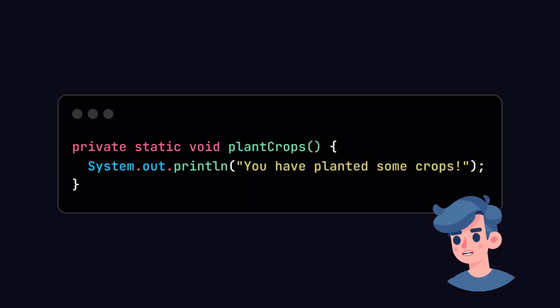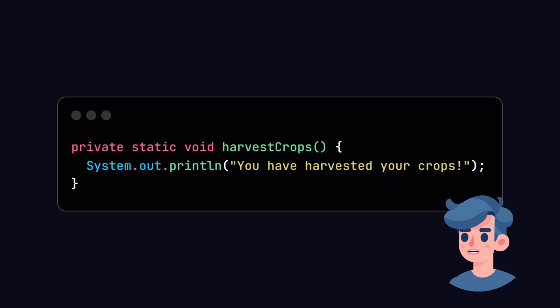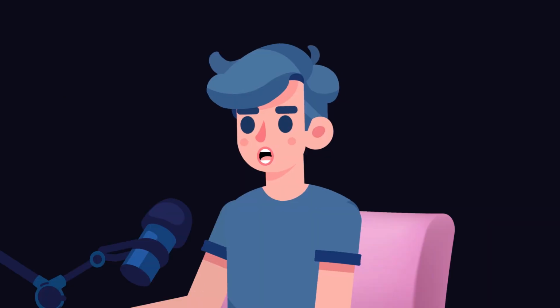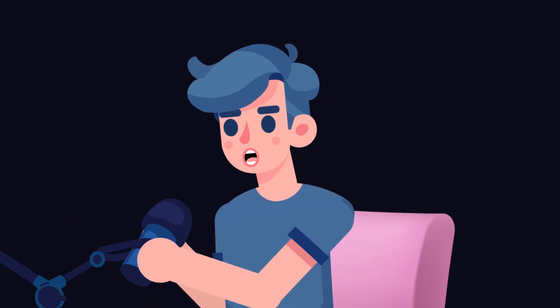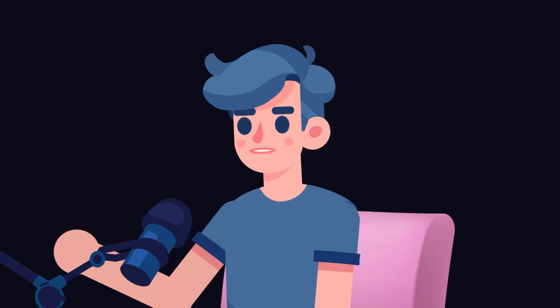Next, let's implement the plantCrops method. This method will allow the player to plant crops. For simplicity, we'll just print a message for now. Now, let's implement the harvestCrops method. This will simulate harvesting the crops by printing another message. Great! We now have a basic structure for our farming game. At this point, the game can plant and harvest crops.